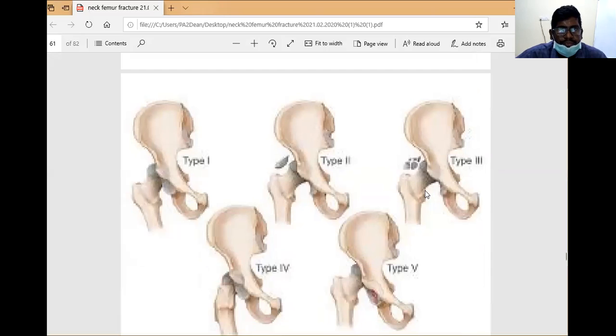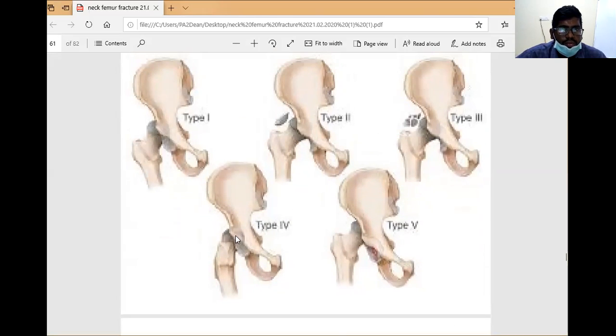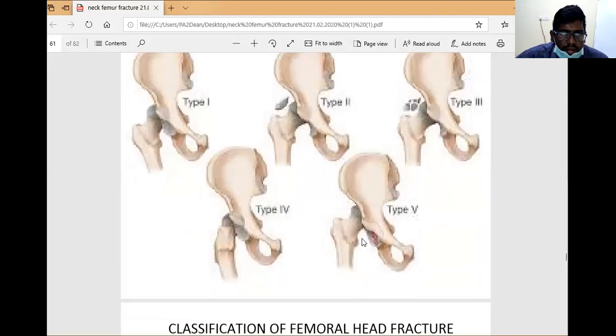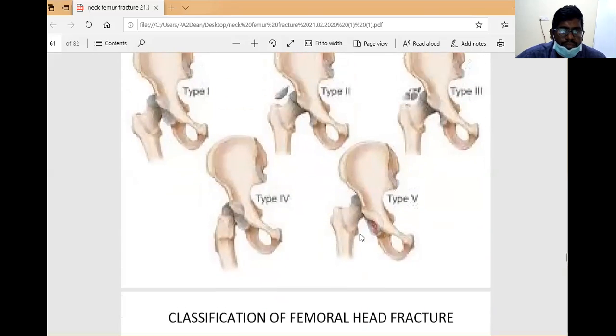Type 3 is dislocation with combination of the posterior wall of acetabulum. Type 4 is rim fracture or floor of acetabulum fracture may be associated with dislocation. Type 5 is another variety, that is fracture dislocation of the hip associated with fracture of the head of the femur.